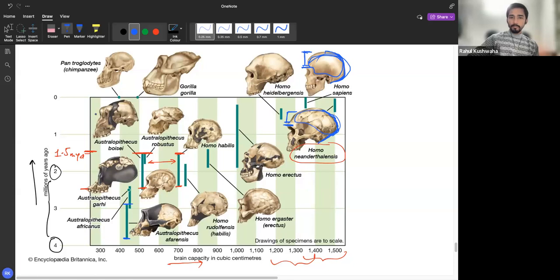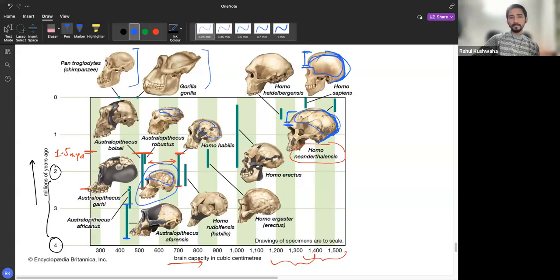And as you go back in time, you will see that they had very small brains. For that matter, this particular member, Australopithecus, you see that where the eyes end, it has a very tiny brain, right? You go to Australopithecus robustus, even tinier brain. Habilis also have small brains, and they compare them with present chimpanzees and gorillas.